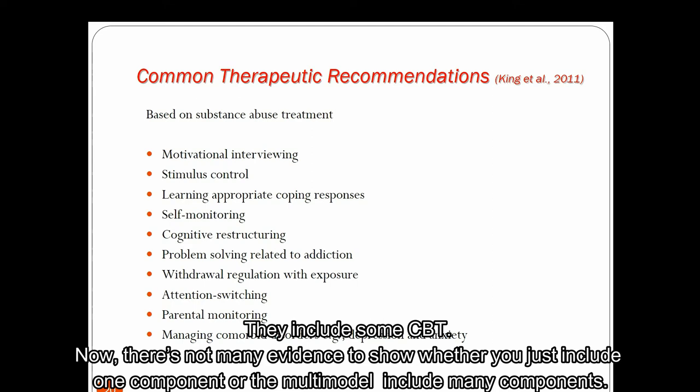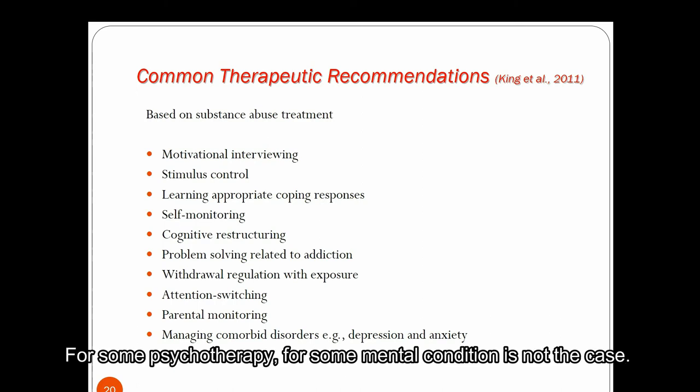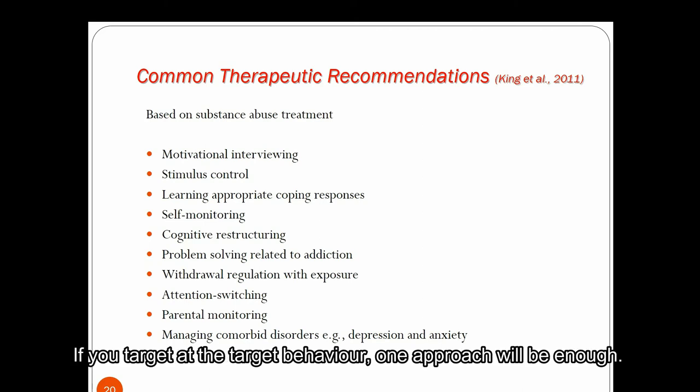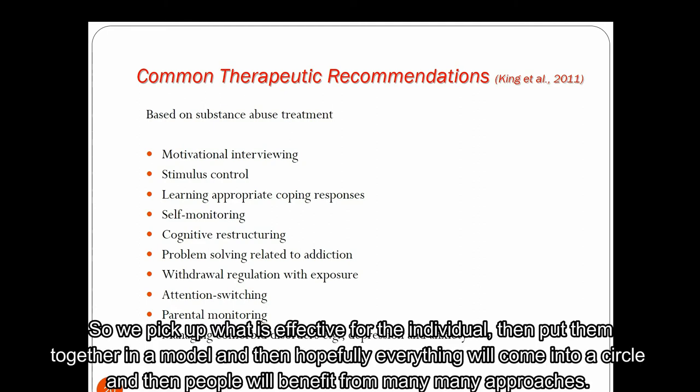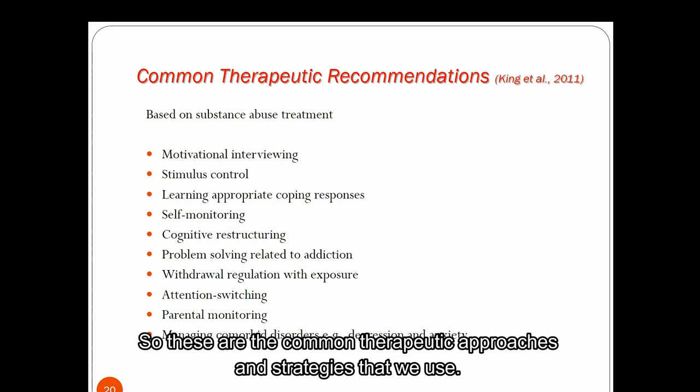Now, there's not much evidence showing whether you just include one component or go multimodal, including many components. Is it the more the better? Now, for some psychotherapy, for some mental conditions, it's not the case, okay? If you target the target behavior, one approach will be enough. But for internet-related treatment programs, we're still going for multimodal. So we pick up what is effective for the individual, then put them together in a model, and then hopefully everything will come into a circle, and people will benefit from the many, many approaches, okay? So these are the common therapeutic approaches and strategies that we use, okay?